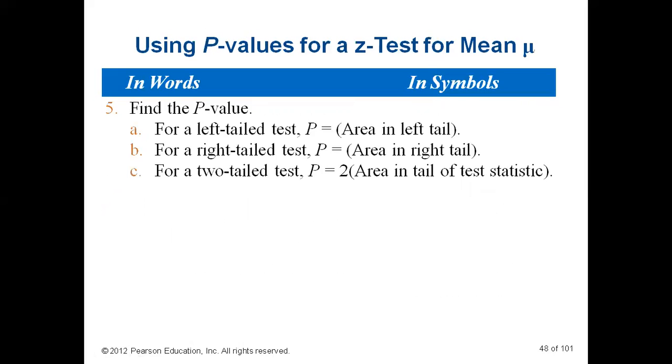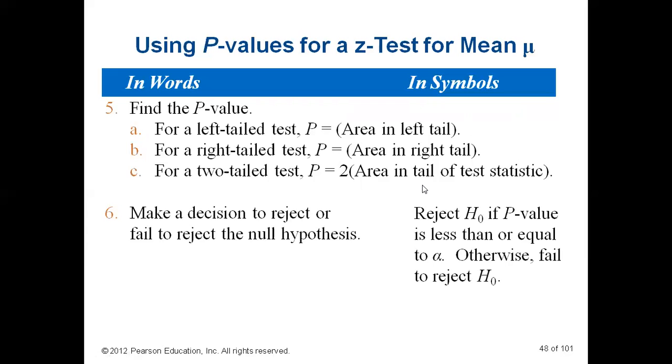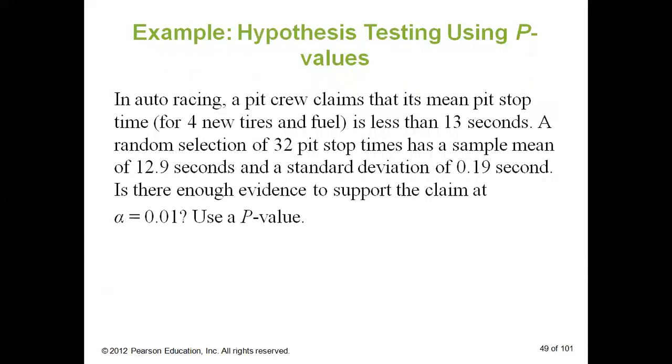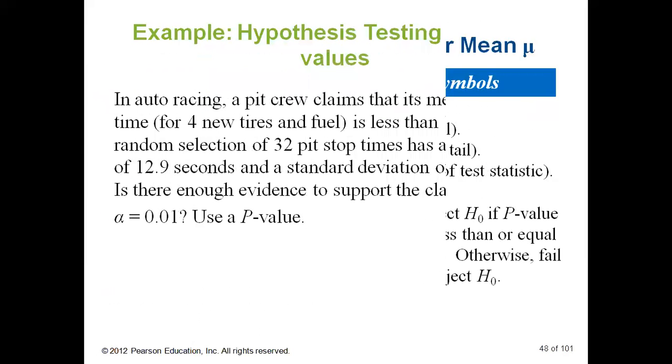For a left tail test, P will be the area in the left tail. For a right tail test, P will be the area in the right tail. For a two tail test, P will be equal to 2 into the area in either tail of the test statistic. Make a decision to reject or fail to reject the null hypothesis. If P is less than alpha, then reject the null hypothesis. If P is greater than alpha, then you accept the null hypothesis. Interpret the decision in the context of the original claim.